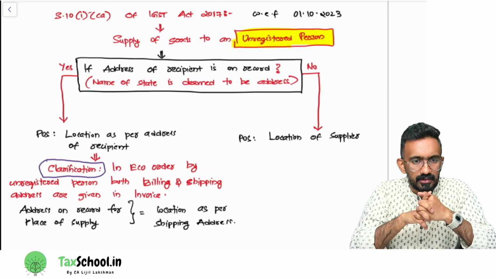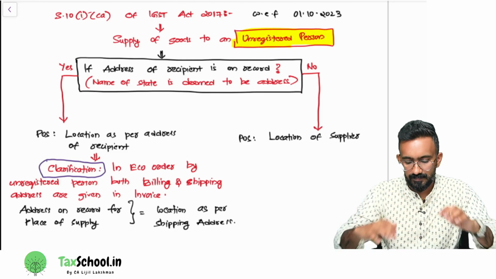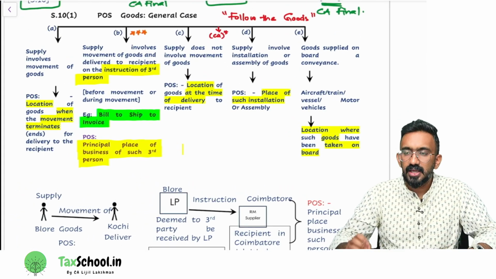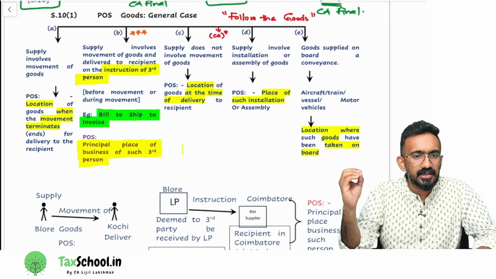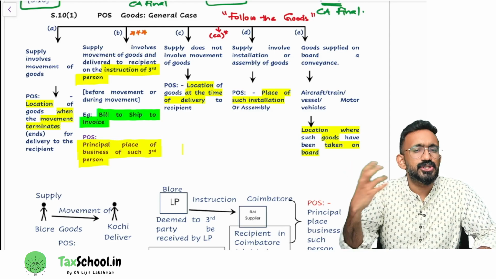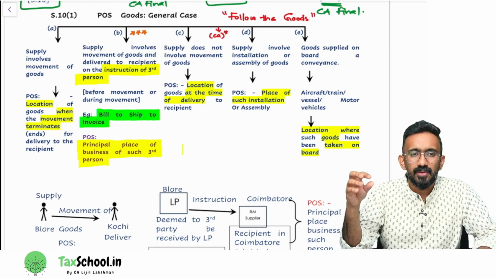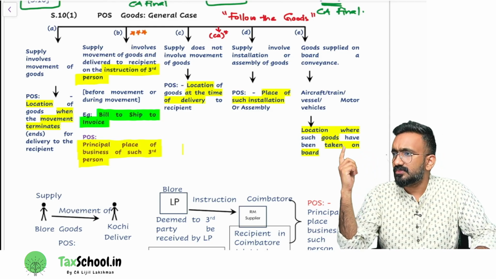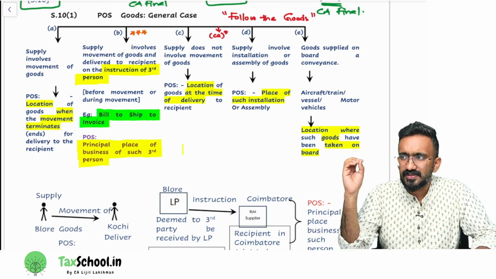Are you guys understanding? Okay. Clause D says, if supply involves installation or assembly, I'm ordering goods and these goods are machinery and require installation. Place of supply would be the place where such installation has happened. Place of supply would be the place of such installation or assembly.